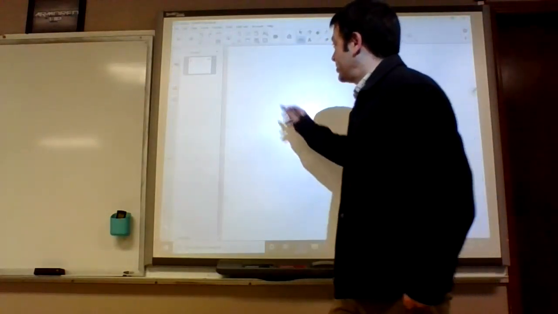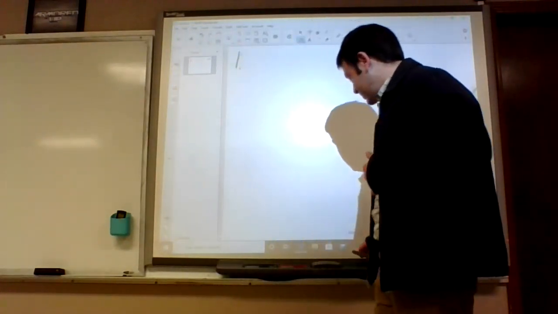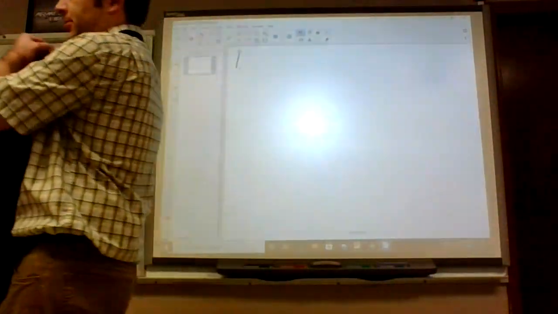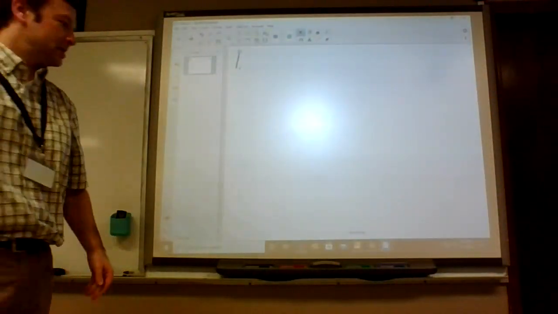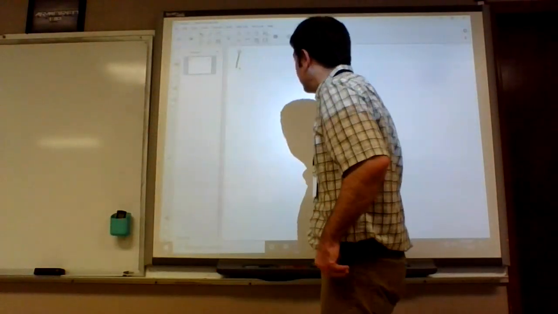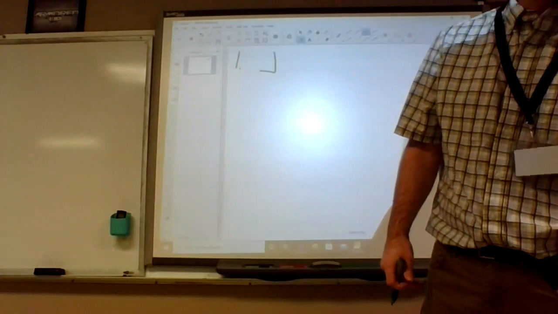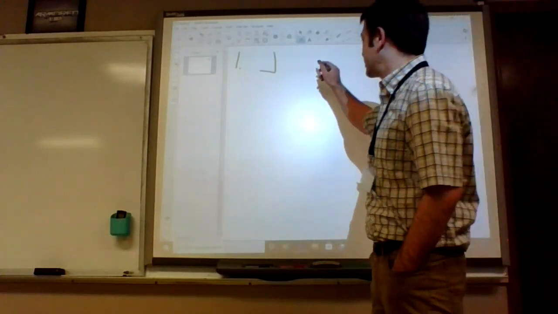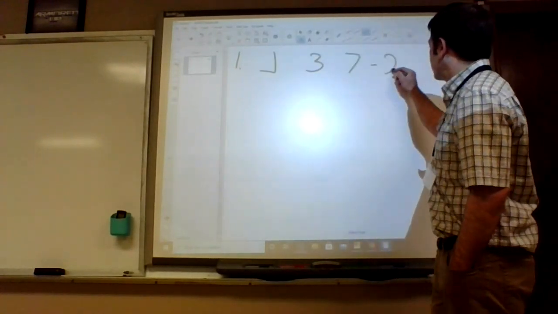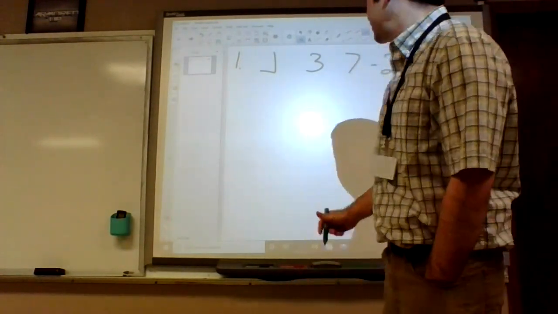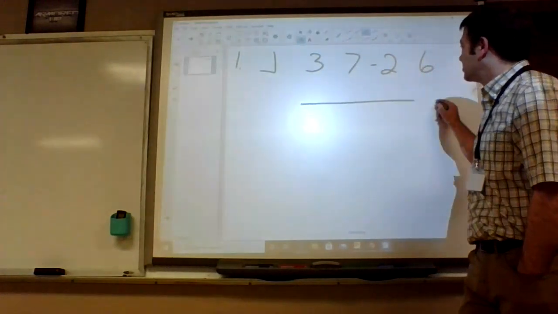What did we start by doing on the synthetic division? You draw your little square in the top left. And then you draw the numbers, and then you draw a line. The coefficients go across: 3, 7, negative 2, and 6. And what goes in the box? 1.